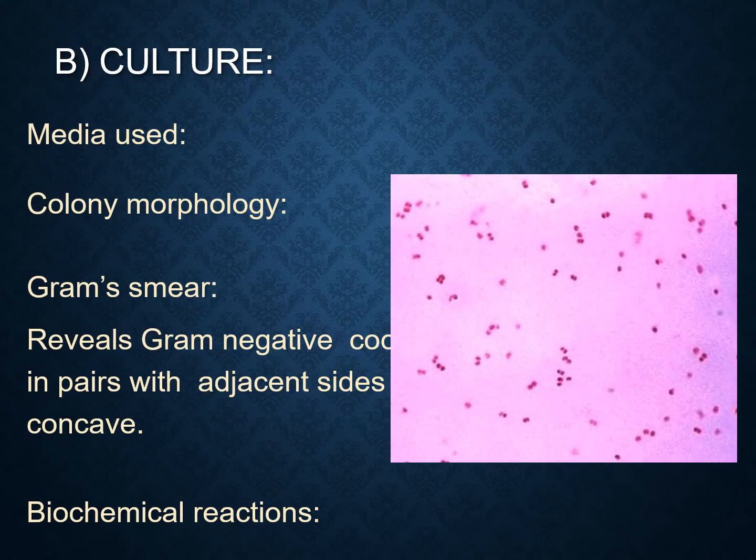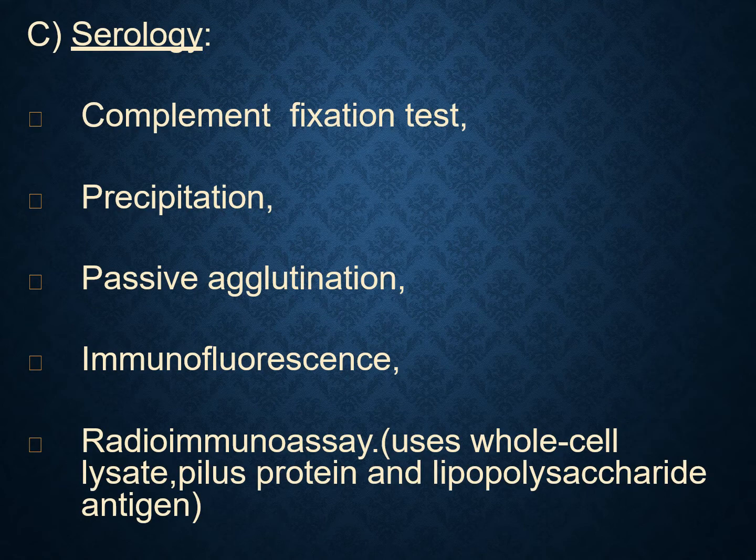The next method is the culturing method. Here we can use the selective medium for Neisseria gonorrhoeae, that is the Thayer-Martin medium, and then we can analyze the colony morphology of the bacteria, and after that we can go for gram staining. If it reveals gram-negative cocci in pairs with adjacent sides concave, then we can go for its biochemical reactions. From this, we can conclude whether it is Neisseria gonorrhoeae or some other bacteria.